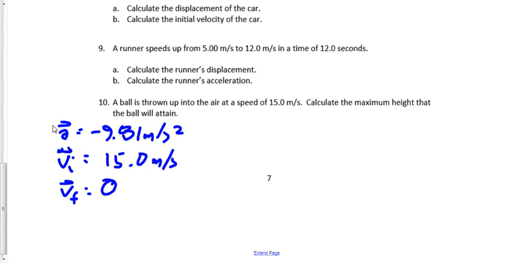Now, what are we looking for here? The max height. I don't remember ever giving you guys an equation with h in it for height. So what is it that we're actually looking for? Yeah, let's call it displacement. The displacement of the ball over the trip up would correspond to the max height. So we've got a, Vi, Vf, and we're looking for d. This is a group B problem. Which of those 5 equations do you want to try here?